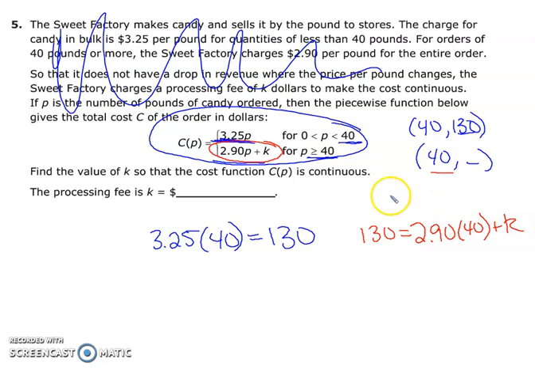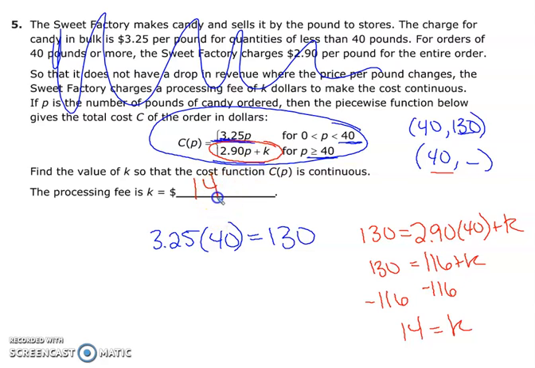All right, so all I did was I'm trying to get this to be 130 also. So 2.9 times 40 is 116, I believe. So how do I solve for k? I subtract the 116 and I get $14. If I had got negative 14, would that make sense? No, that means I'm paying them. Okay, a fee is they pay me. Okay, so $14 is your answer because you want these 2 points to connect.